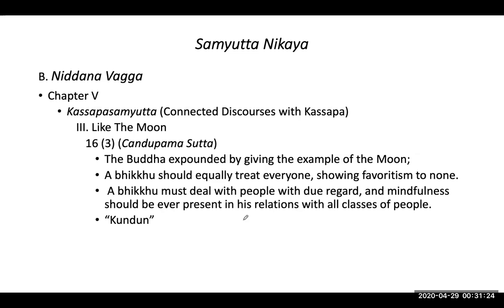So in this, the moon reflects on the water, and the Buddha used the example of the moon. I'm going to show a short video about the moon, where His Holiness the Dalai Lama also speaks about the moon, from the movie Kundun. In this case, the meaning of the moon is not exactly the same as in the Chandupama Sutta, but in a kind of indirect reflection, the moon can reflect indirectly on everyone. From this indirect reflection, we can see what the Buddha intended to show indirectly. So you will watch this video.